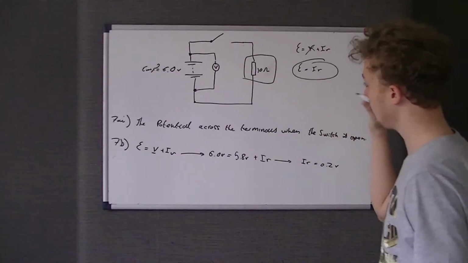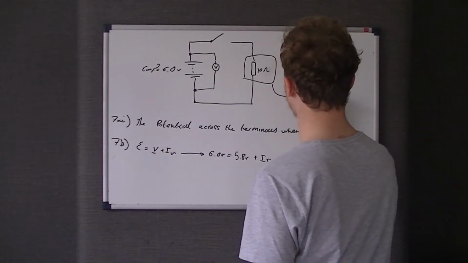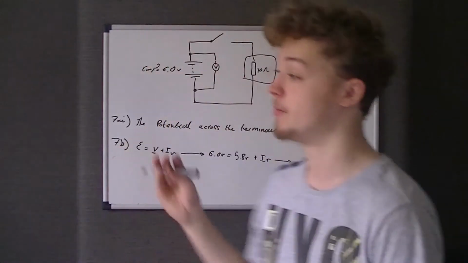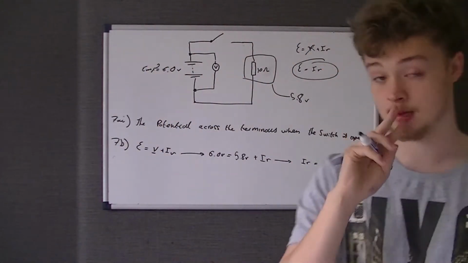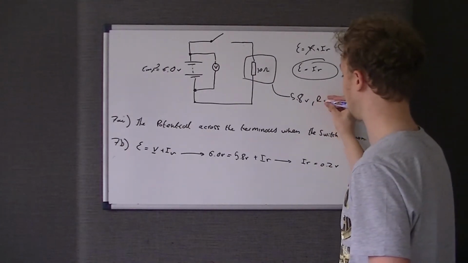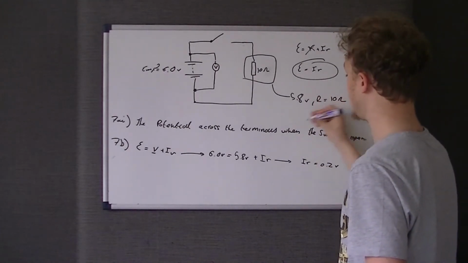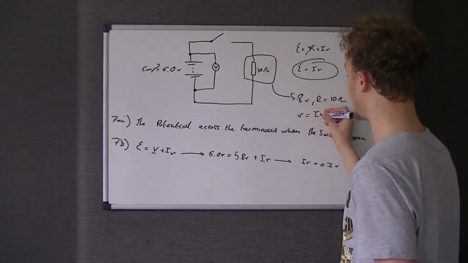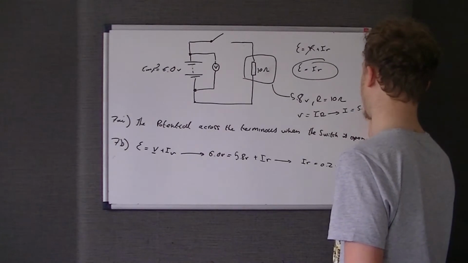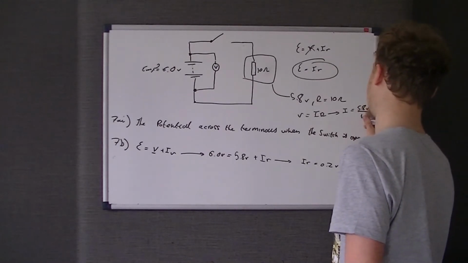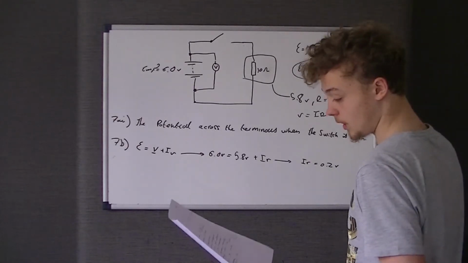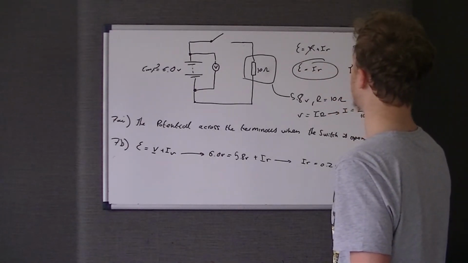So what we will see is that this 5.8 volts relates to the 10 ohm resistor, because when the switch is closed, we're measuring the potential difference of this resistor. We said it's 5.8 volts, and we're told that the resistance is equal to 10 ohms. So we can use V equals IR and rearrange to get I. So the current is equal to the potential difference, 5.8 volts, over the resistance, 10 ohms. Therefore the current is equal to 0.58 amps.